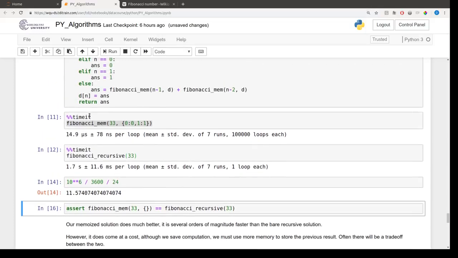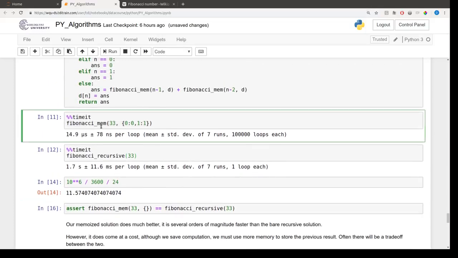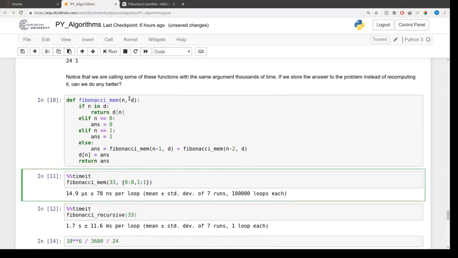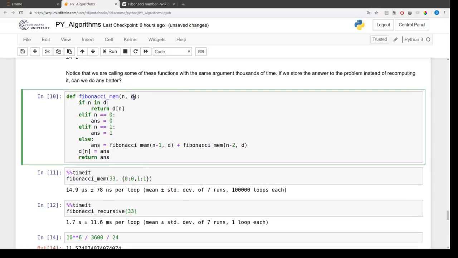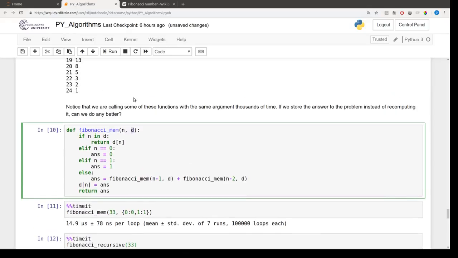Now, we didn't get this for free. We didn't get this speed up for free. We paid a price. And that price was this dictionary that we have to carry around. We're now using a data structure, and therefore we spent some amount of memory storing these results.